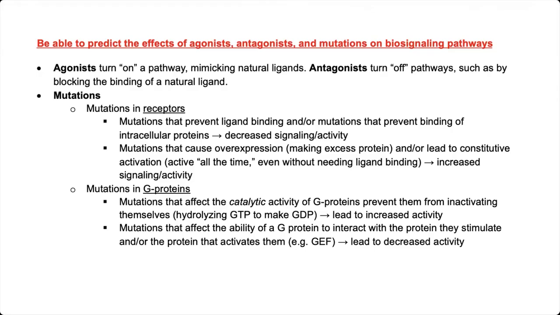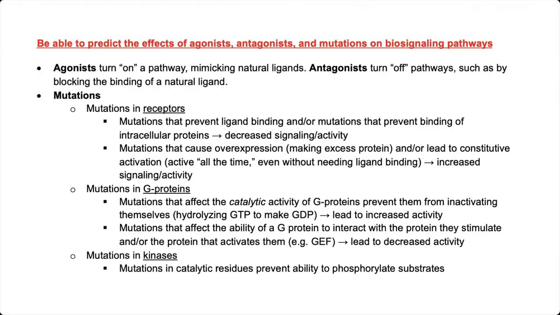Whereas a mutation that affects the ability of a G protein to interact with the protein that they stimulate or the protein that activates them, so remember that would be like a GEF, that's going to lead to decreased activity. So if you mutate the G protein in the way that it can't turn itself off, it's going to be stuck on. You're going to have increased signaling. But if you make a mutation that makes it so that it can't associate with the thing it needs to activate it, or it can't associate with the thing it activates, then you're going to have decreased activity.